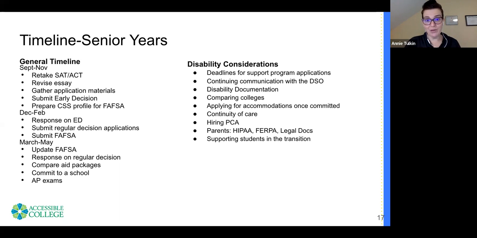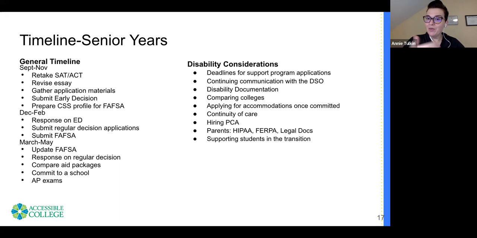There's actually more to do at that point, then the continuity of care, then the hiring of a personal care attendant. And for parents, there's also this added piece about HIPAA, FERPA, medical power of attorney. So once your student matriculates to college or turns 18, there's a lot more to think about in relation to how they are going to navigate that adult space of managing their own lives.